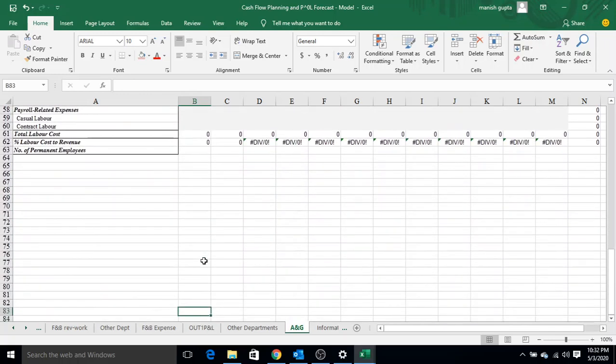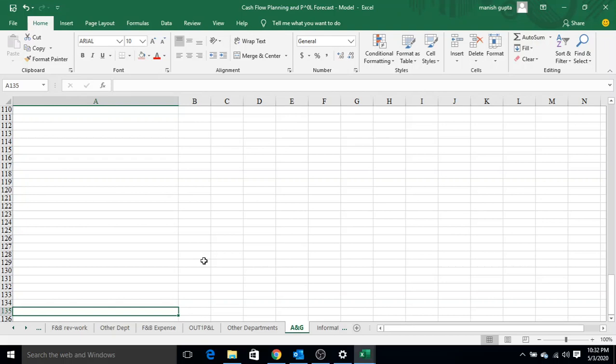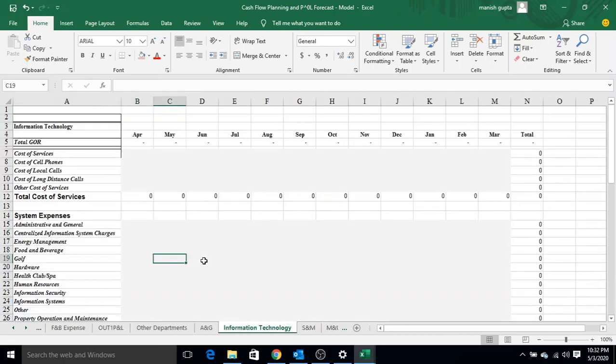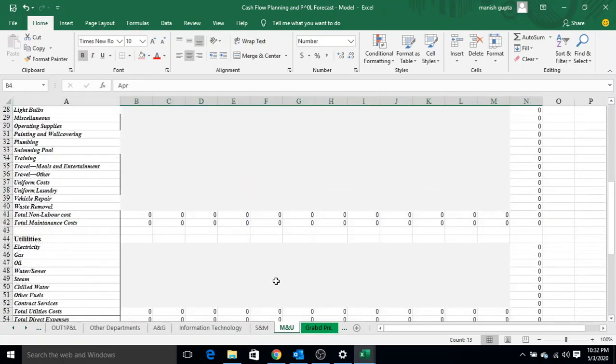And then you can write them down in here, do the working below the P&L, and then link it up to the top, so that it's easier for you. Then you will do the same for information technology, sales and marketing, M&U, and other departments. So once you have done this, you will be able to get the grand P&L.